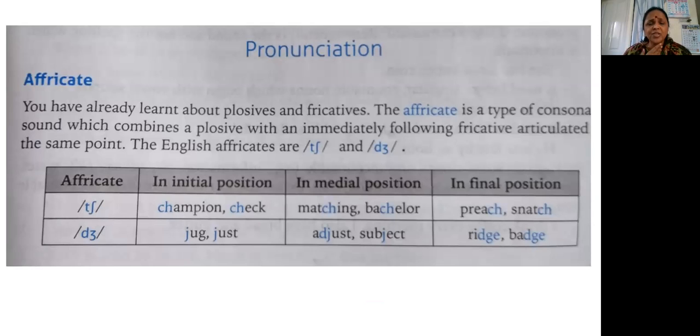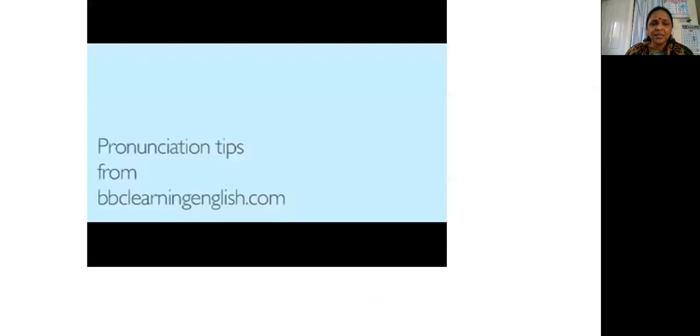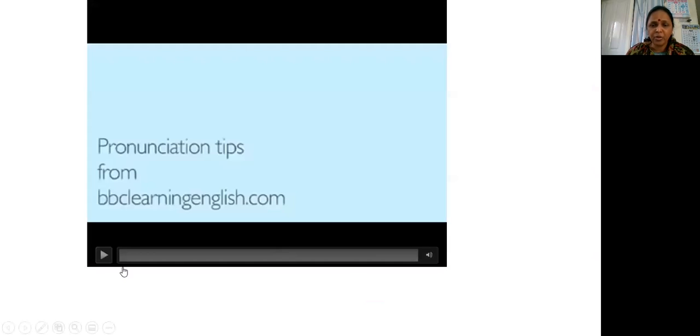And one is ch. Ch is voiceless. J whereas is voiced. In the beginning position, champion, check. Middle position, matching, bachelor. Final position, peach, beach. J. Starting position, jug, just, judge. Middle position, adjust, subject. Final, ridge, badge. I hope these are very clear. Now try to practice more.